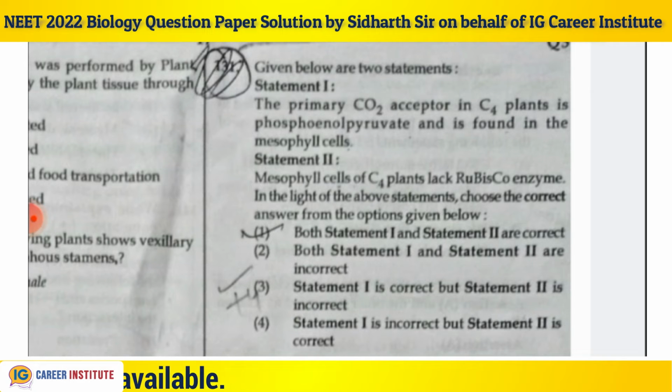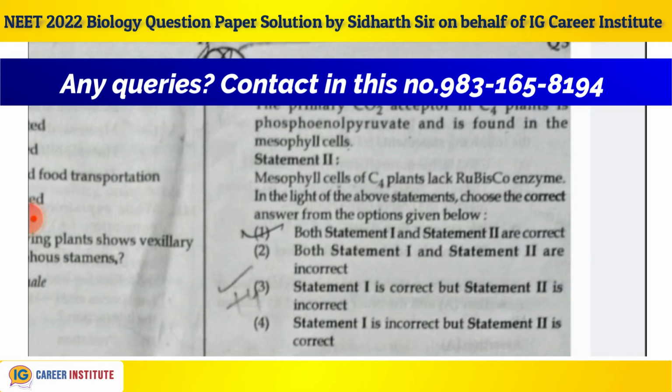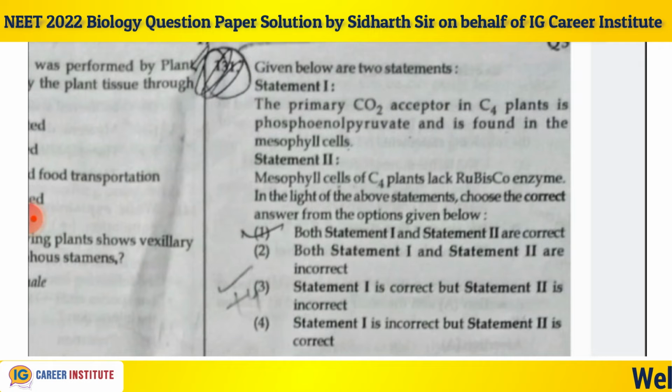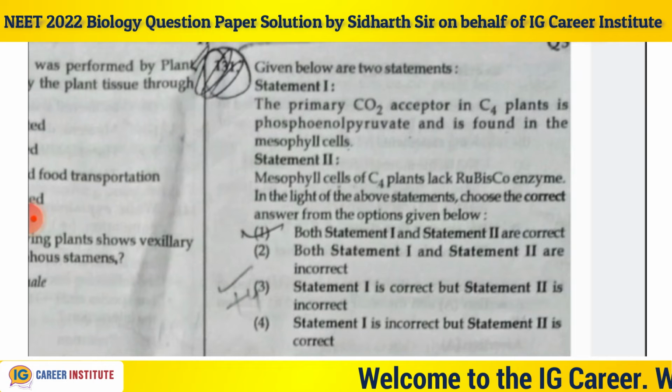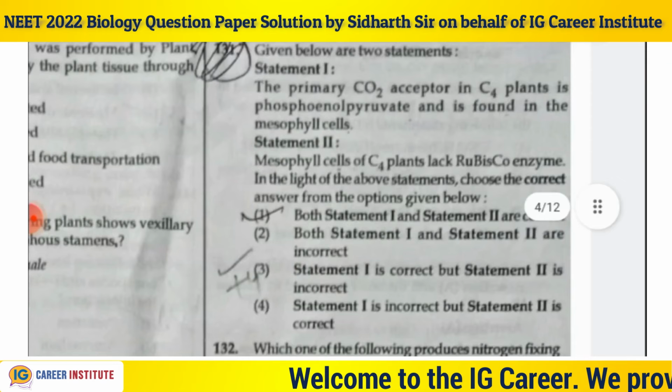Mesophyll cells of C4 plants lack the Rubisco enzyme. So definitely they do, and because they do, they can actually fix carbon dioxide in a much more effective way. So both statements 1 and 2 are correct.